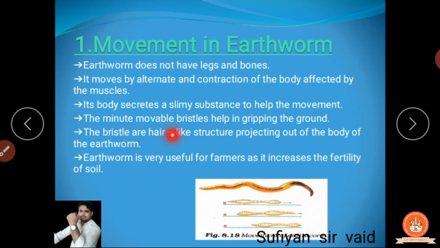The minute movable bristles help in gripping the ground. This down portion is what? It's the bristles, you can look at the meaning of bristles here. The bristles are hair. What? The bristle is a hair-like structure projecting out of the body of the earthworm. So the down portion they have what? Bristles. So it helps to move on the ground. With those bristles they are going to walk.